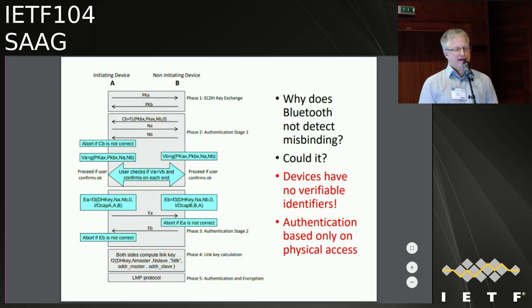Well, the devices here have no verifiable identifiers at all. There is the Bluetooth device name, which the user can set or which can be edited over the air. Also, there's channel binding to the Bluetooth or MAC addresses of the devices, but one device doesn't know what the MAC address of the other should be. So the authentication is really based only on the user's physical access to the two devices, and that's why we can't bind to that identity of physical access.